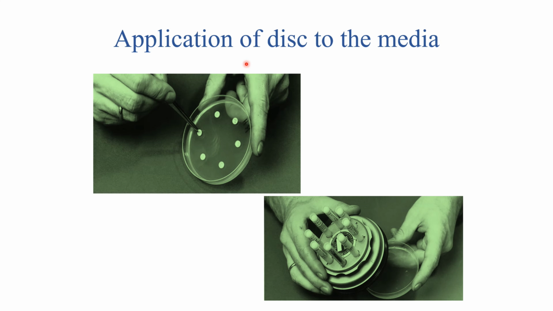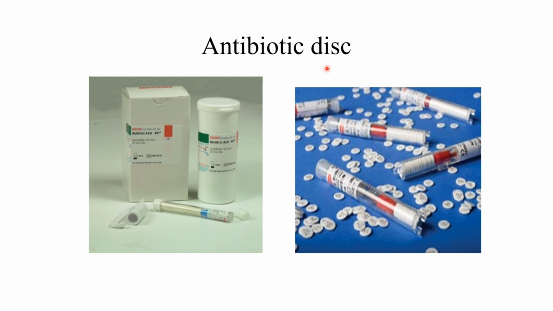The next step is the application of discs to the media. So this is the antibiotic disc. This antibiotic disc is a small circular filter paper of 6 mm diameter, soaked or impregnated with antibiotic. This 6 mm filter paper contains antibiotic, and we use it for antibiotic susceptibility testing.